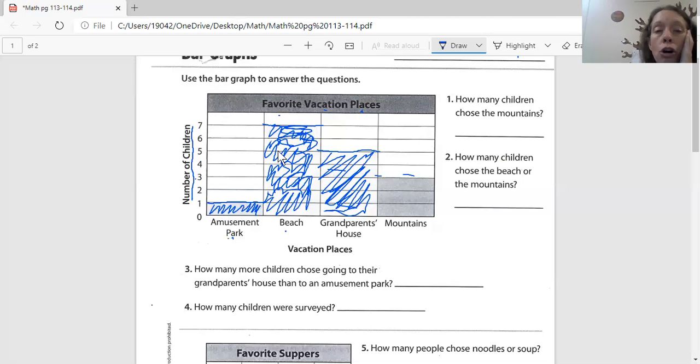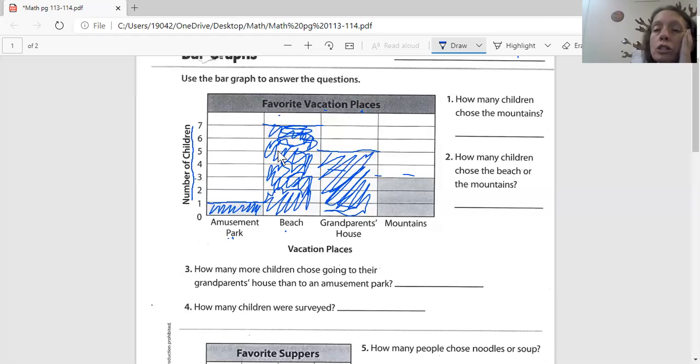So let's start by reading and repeating the directions. Are you ready? Use the bar graph to answer the questions. Very good. I hope you repeated that after me.